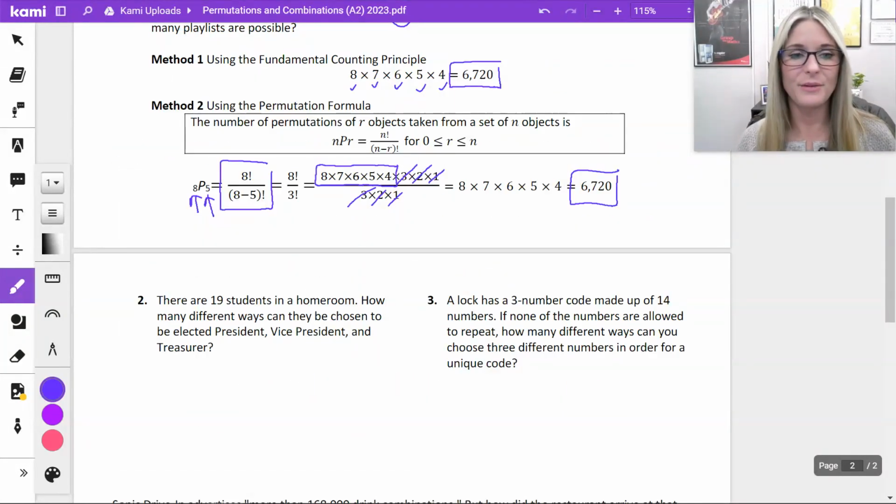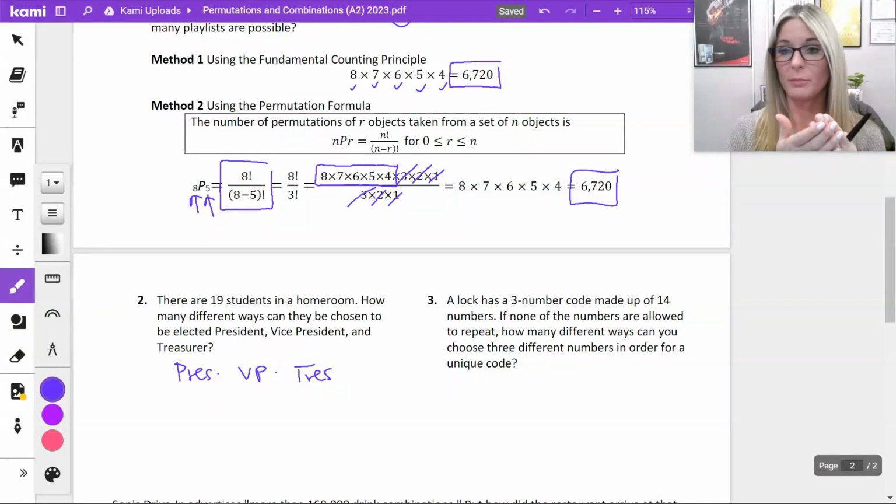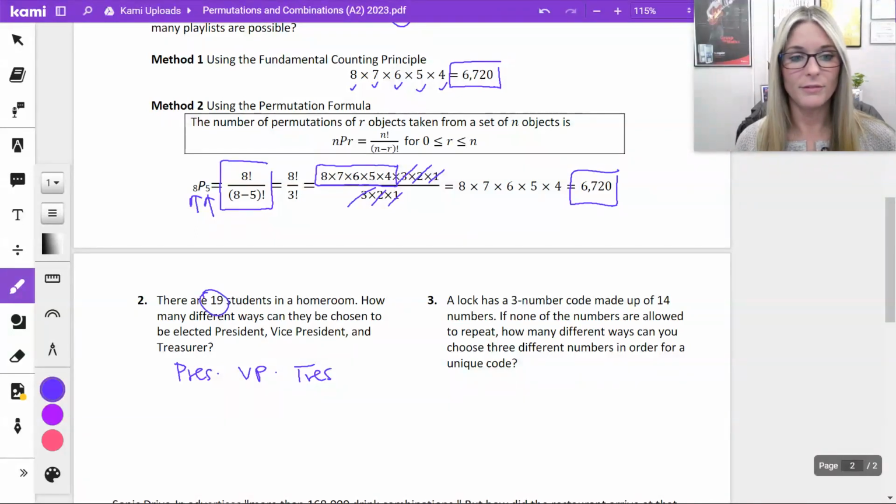So let's apply it to 2 examples here. Number 2, there are 19 students in a homeroom. How many different ways can they be chosen to be elected as president, vice president, and treasurer? So we have president, vice president, and treasurer. And the order here does matter. It's very specific. We're going to choose our president first, and then once that has been chosen, now there are less people to choose for the vice president. So from our group of 19, there's 19 people that could be voted as president. Then there's only 18 people left to choose as vice president, and then 17 chosen as treasurer.